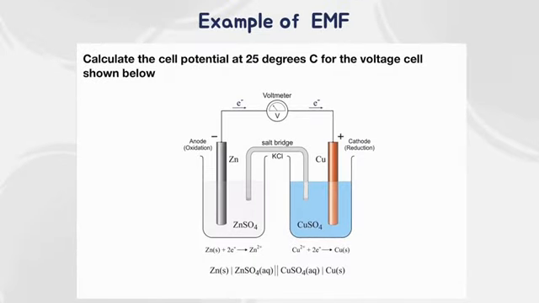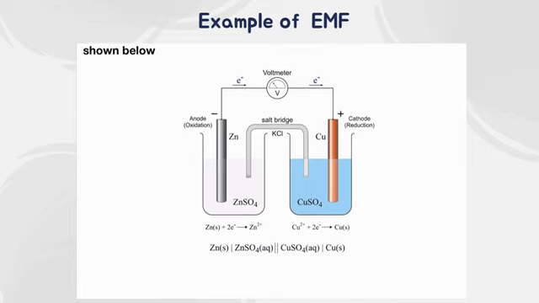Next, we look at an example. Calculate the cell potential at 25 degrees Celsius for the voltaic cell shown below. This voltaic cell is composed of a zinc half cell and a copper half cell, and the concentration of the zinc half cell is 2.15 molar, and the concentration of the copper half cell is 0.215 molar.